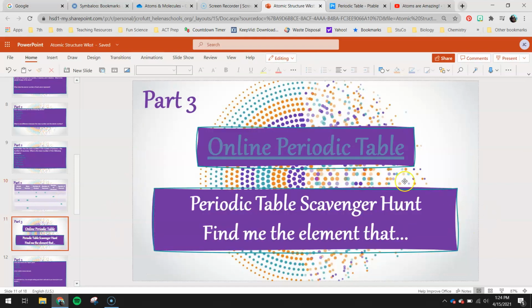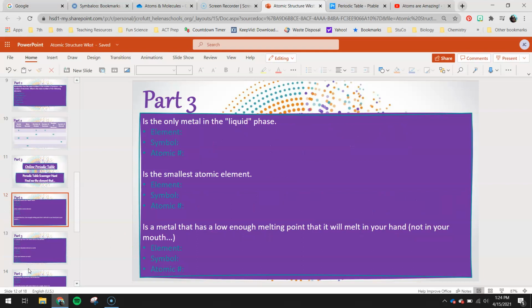Part 3, you need the online periodic table, so you guys have a fun little scavenger hunt. You guys can use Google if you would like, or some of these you might just have to look up on the periodic table. So the periodic table scavenger hunt, find me the element that is the only metal in the liquid phase. So if you guys know this, great. If not, Google it. And then you guys can tell me what the element's name is, what its symbol is, and what its atomic number is.